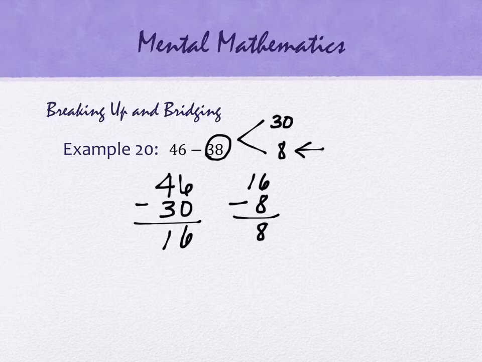So you're just doing it in 2 steps. 2 steps that are easier to do because I don't have to do any borrowing with them, or at least not a lot of borrowing. And I end up at the end with a single digit that I'm subtracting, which makes it nicer to work with. So that's called breaking up and bridging with subtraction.